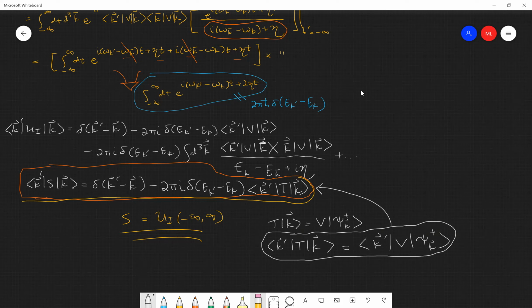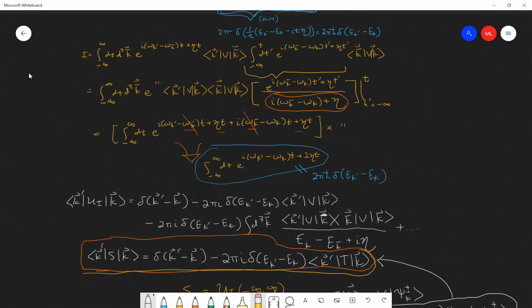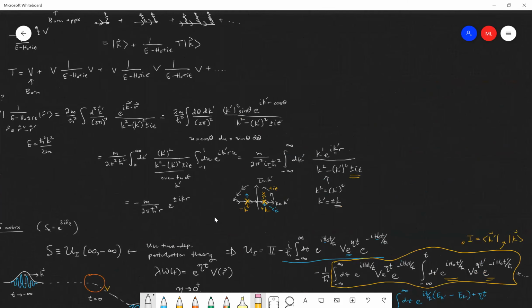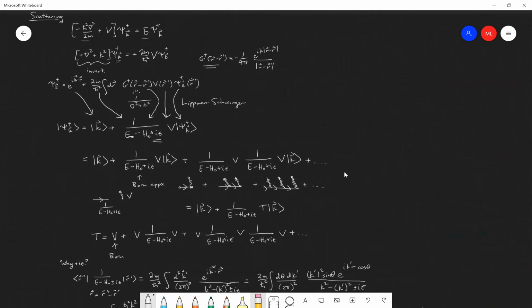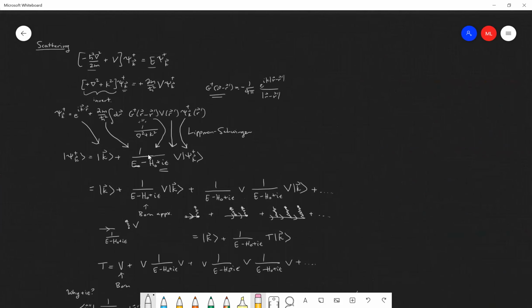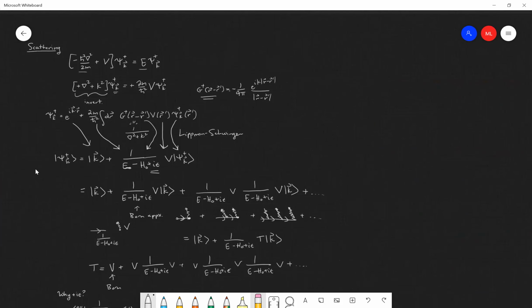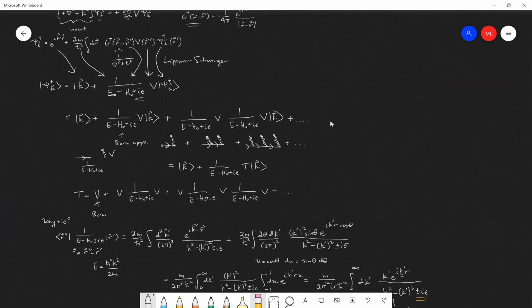And we can actually also connect this back to the scattering amplitude. Because remember, the scattering amplitude is just this stuff here, in terms of the exact solution to the Schrodinger equation. So the T matrix is also, of course, related to the scattering amplitude.